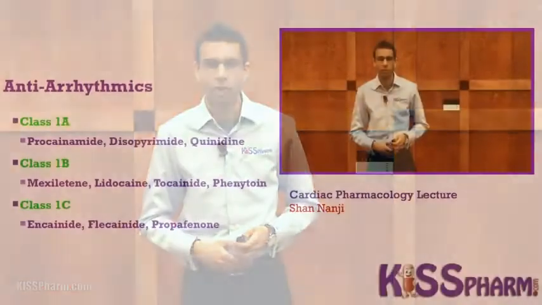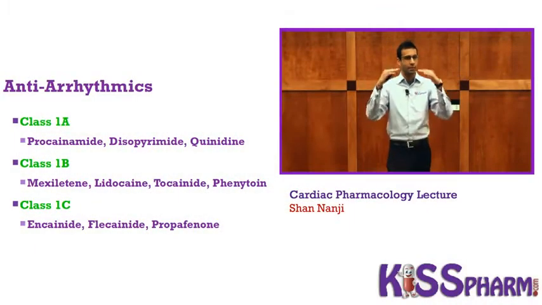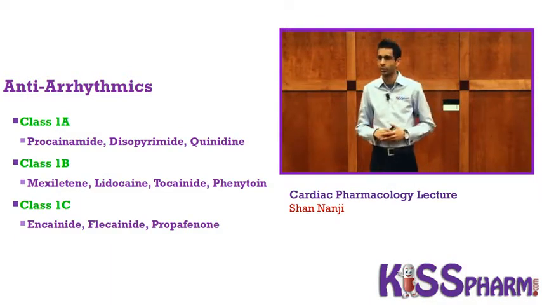What slope do they decrease? Phase 0. And they increase the threshold for firing in abnormal pacemaker cells to help get that abnormal firing back to normal firing. Okay? So let's start talking about 1A, 1B, 1C. We'll name all the drugs first, and then we'll talk about each category separately.